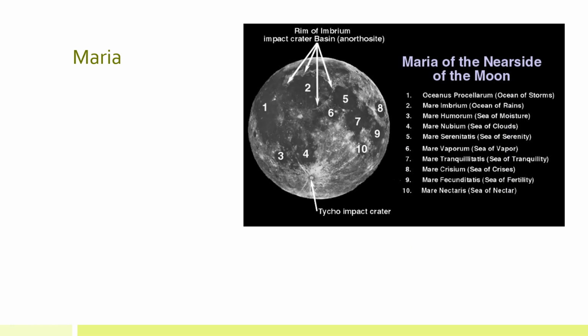This image shows the maria on the near side of the moon, which is the side of the moon that is always facing us. We can't actually see the other side from Earth. Each one of those dark spots with a number on it is a mare. So a mare is a dark spot. We also know that these spots are pretty flat. But what are these spots? What caused them? How did they get there?